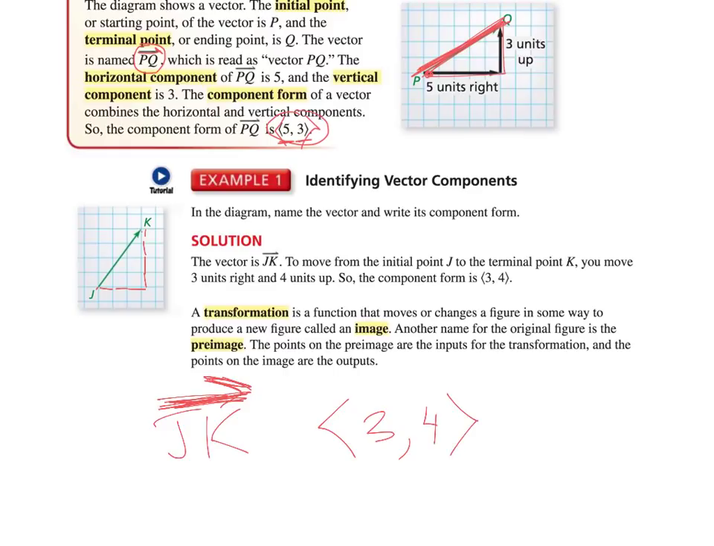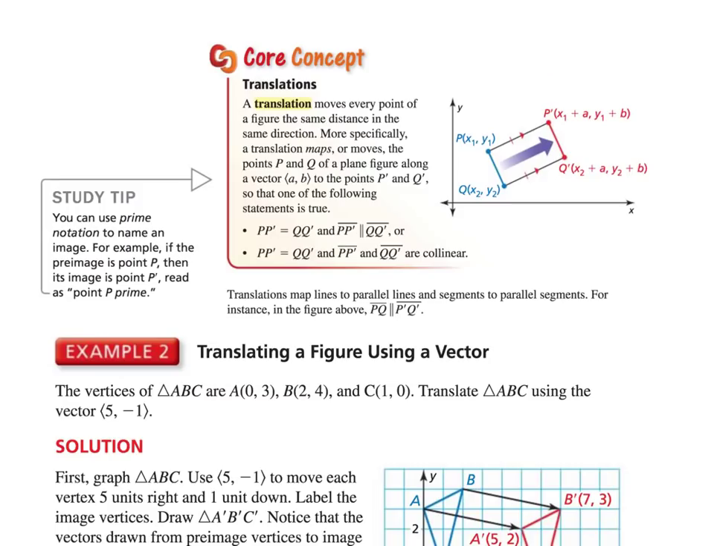Next idea we're going into is a transformation. A transformation is a function that moves or changes a figure in some way to produce a new figure called an image. The first type of transformation we're going to be working with is a translation. A translation is simply a shift of the whole figure. Nothing changes about the figure.